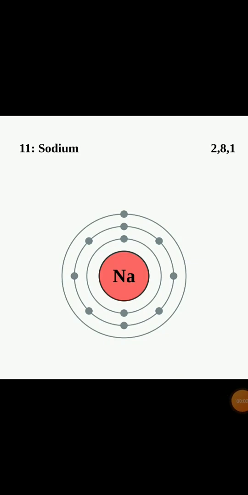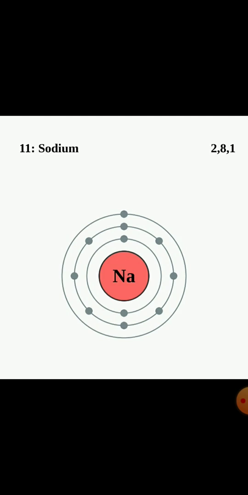Let us take the example of sodium. The symbol of sodium is Na. We know that there are 11 electrons in sodium. Also, we know that in the first orbit, a maximum of 2 electrons can be filled. So, first 2 electrons will be filled in the first shell.